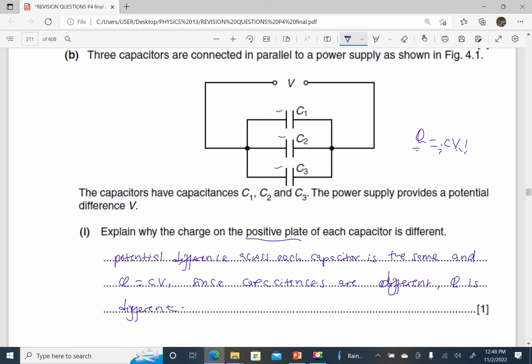Because the capacitances are different, yet V is the same, then Q is going to be different. As simple as that. Okay.